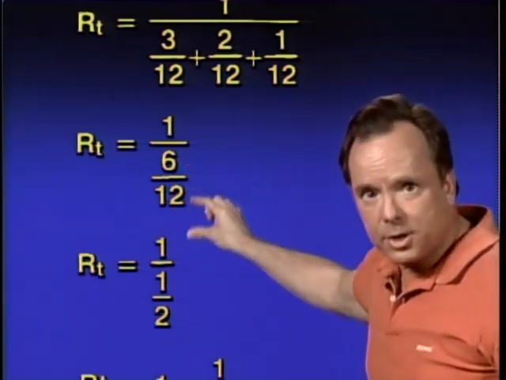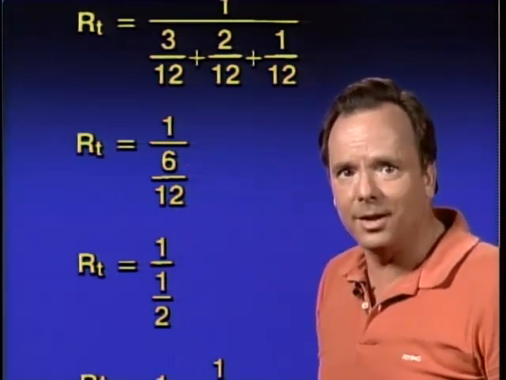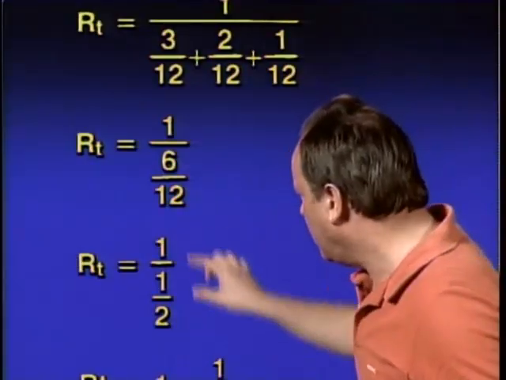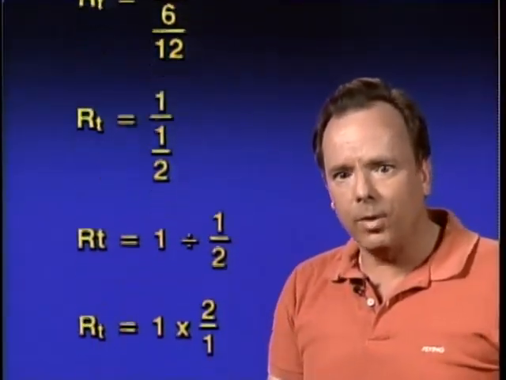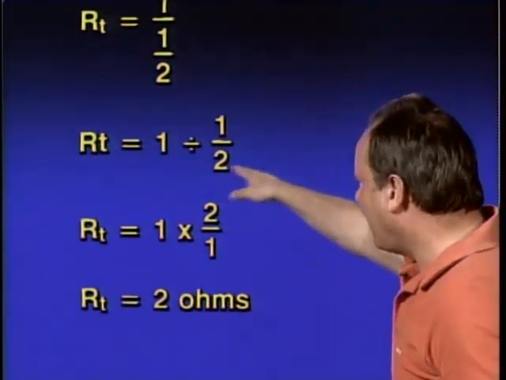Back in the old days, 6/12 used to be 1/2. I think it still is. So now we'll call that 1 over 1/2. But let's express that a different way. We'll call it 1 divided by 1/2.